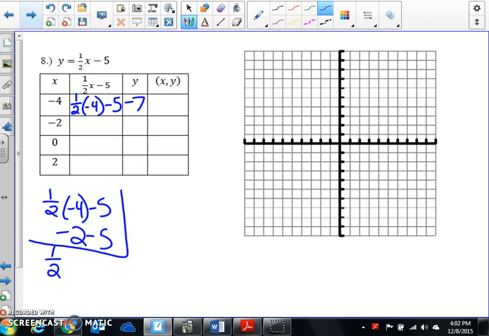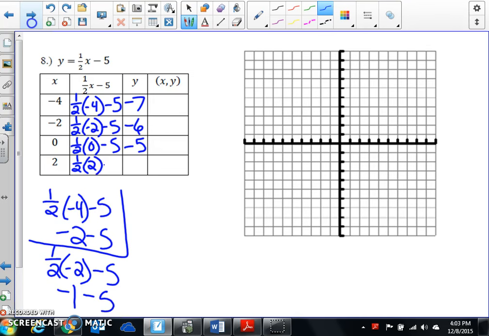1/2, let me just keep this, times -2 minus 5. And you can put it in here if you want to too. Okay, so 1/2 of -2 is -1. -1 minus 5 is -6. 1/2 times 0 minus 5. 1/2 times 0 is 0. 0 minus 5 is -5. That's using the zero product property and actually the identity of addition. 2 properties right there. All right, and then 1/2 times 2 minus 5. So let's do this one to the side. Half of 2 is 1. 1 minus 5 is -4.